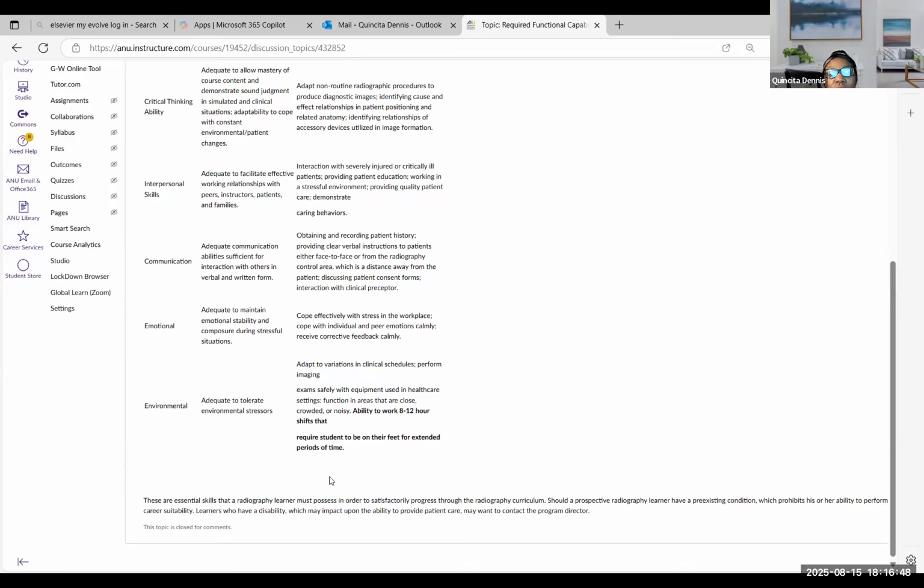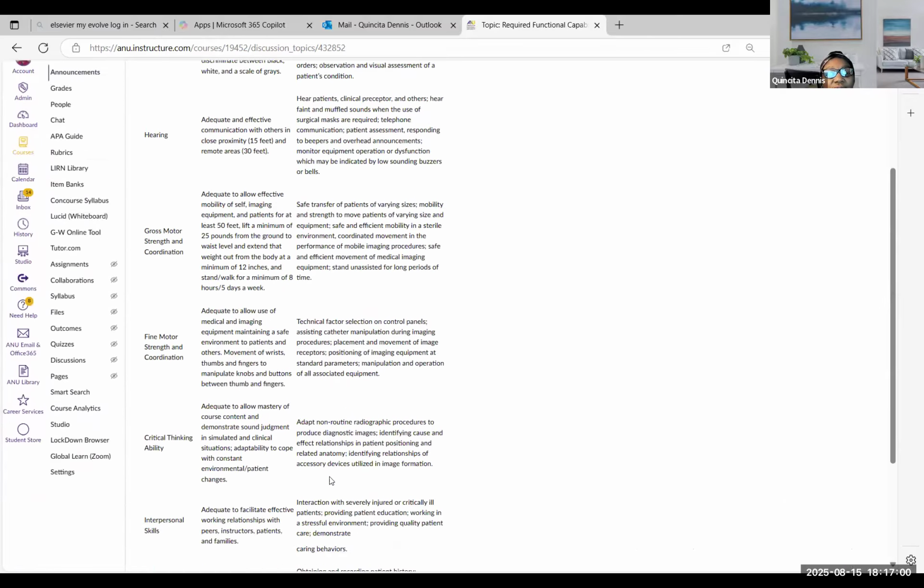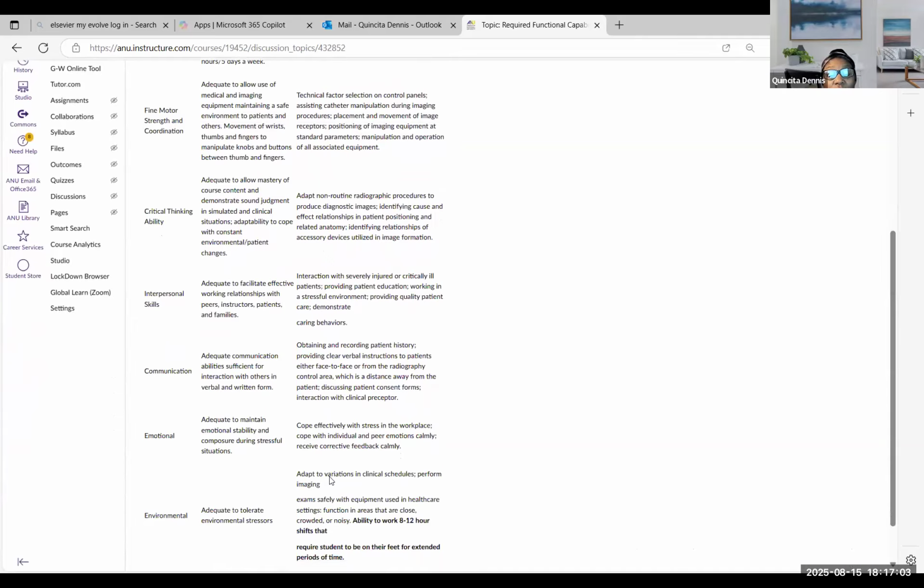So again, these are the essential skills that they pretty much say that all radiographers and learners coming into radiology should have. Now, some of these we don't expect you to have right away, like your critical thinking skills, even some of the interpersonal skills and communication skills. I've had students in the past, very quiet, very reserved. We kind of have to pull it out of them and they get to practice in the lab what is expected. And then they get to, of course, practice on patients when we send them out to the clinical site.